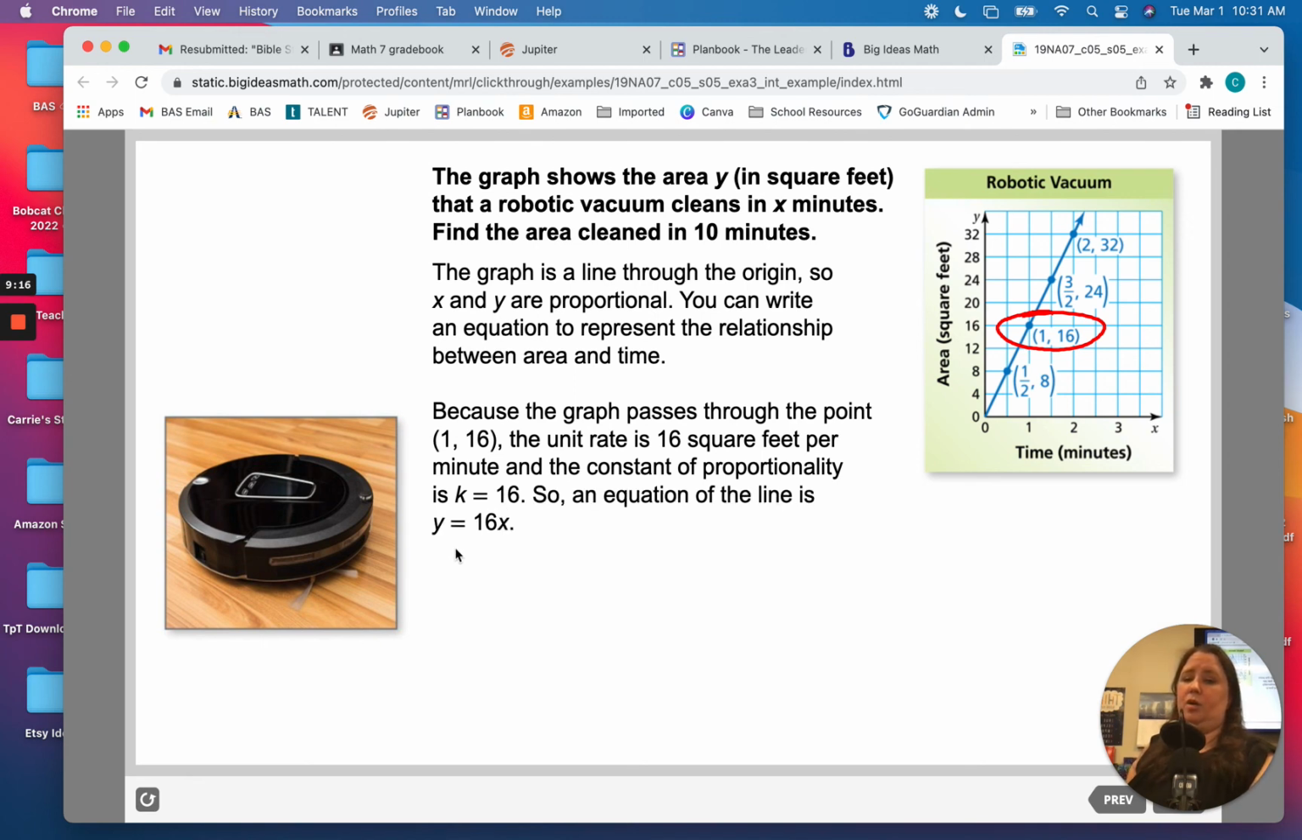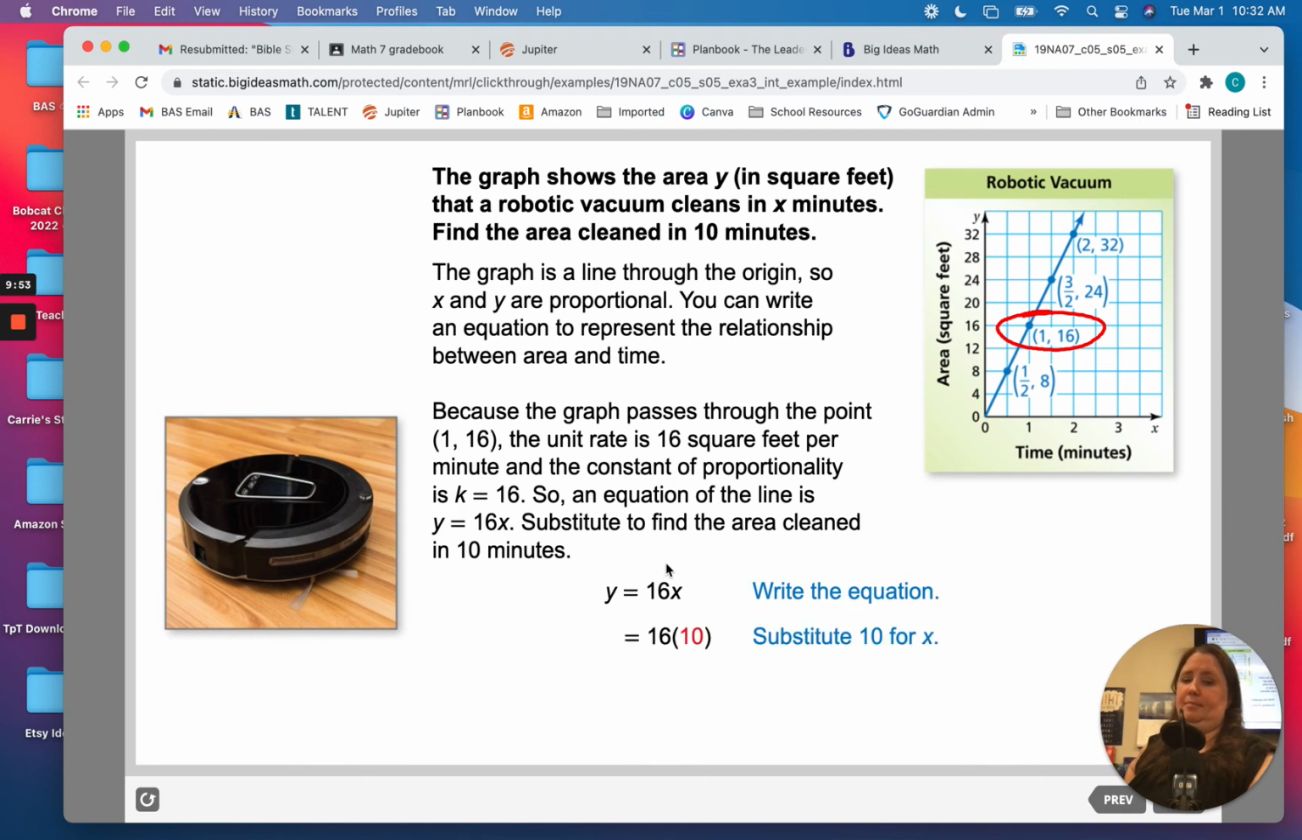So you're going to plug that into our equation. y equals 16 times x, because our constant is 16. Now they want to know in 10 minutes how much does it clean. So where am I going to plug in the 10? The x, because the time is on the x line. So we plug 10 minutes, that's time, where the x is. So you're going to do 16 times 10. 160 square feet. It is 160.